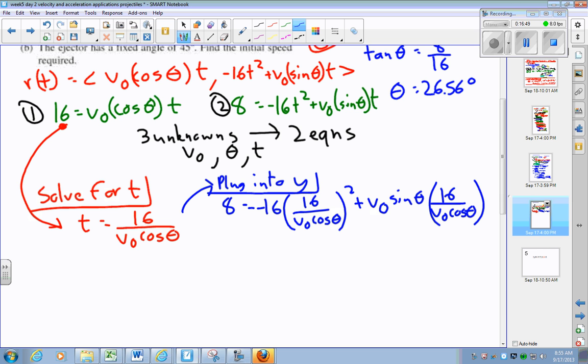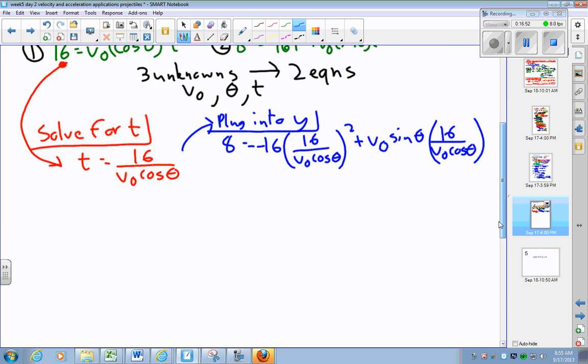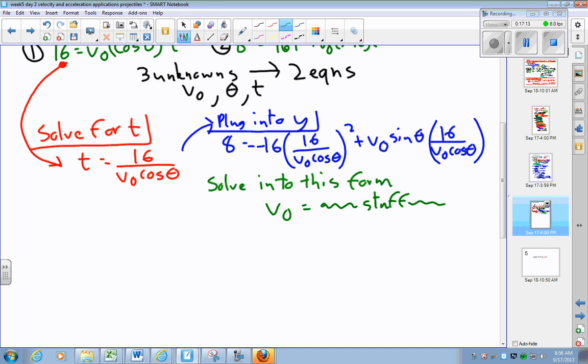Now, my goal is this. You can't solve this because there's 2 unknowns, the v naught and the theta. But my goal is this. Let's solve this into this form. I want it to turn into v naught equals stuff. The reason I want that is if I get v naught equals stuff, could I graph that on a calculator? Because it would be v naught in terms of your theta, and we can look at stuff from there. Okay? So let's solve.